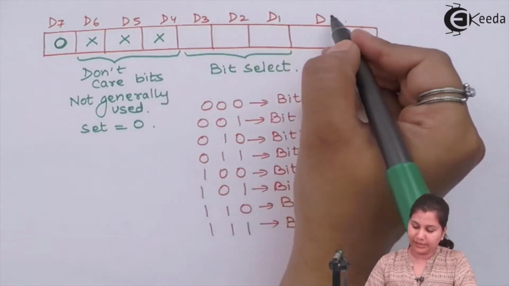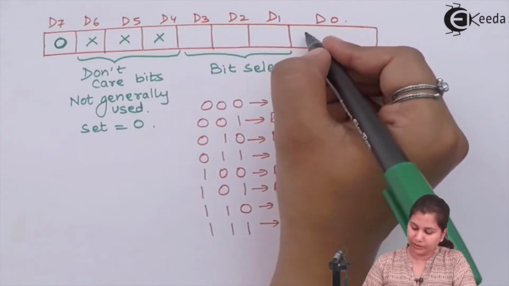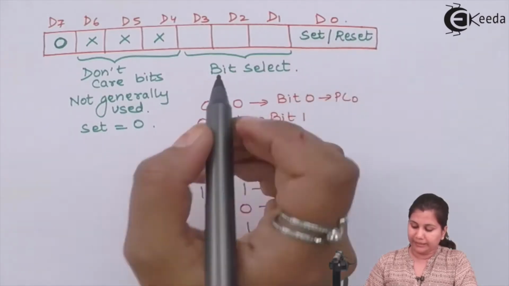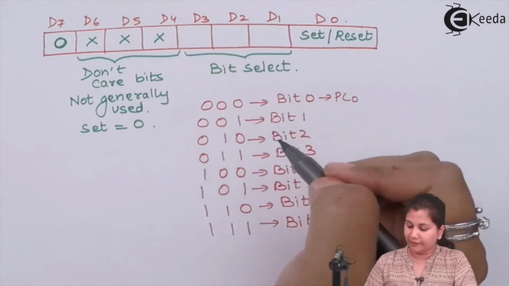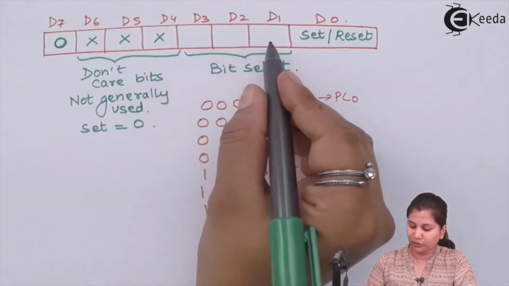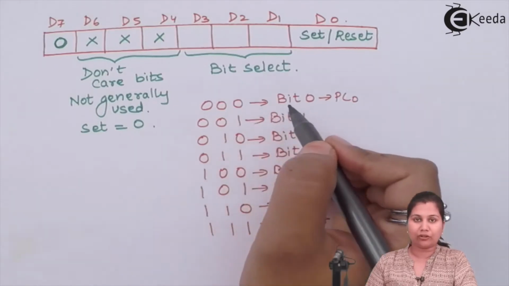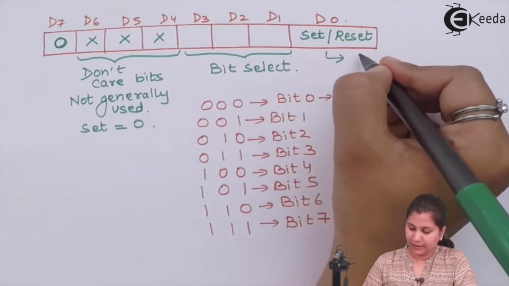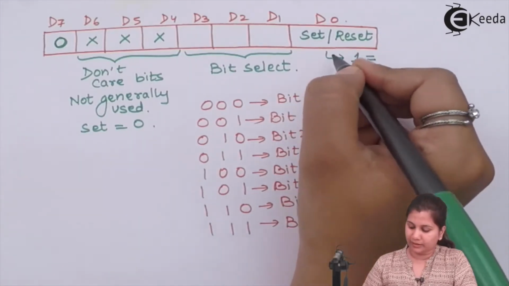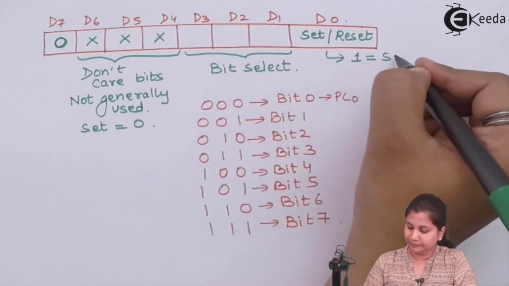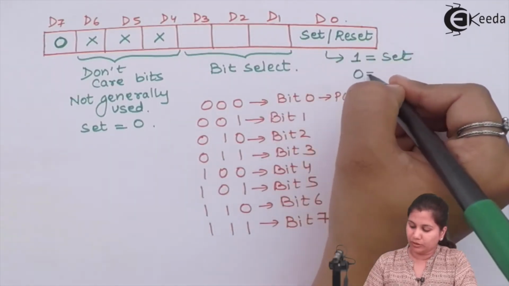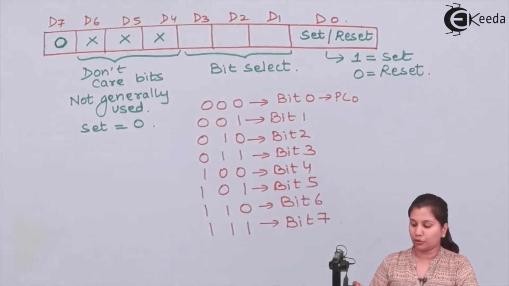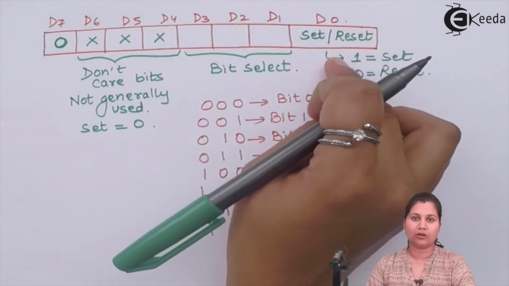Now the last bit is the bit D0. This bit is going to decide the set and reset. The bit is selected by D3, D2 and D1. Suppose we have 0 0 0 here, so this bit will be set or reset. That decision is made by D0. If this bit is 1, then the selected bit is going to be set. If this bit is 0, then it is going to be reset. So for reset we have 0, for set we have 1.